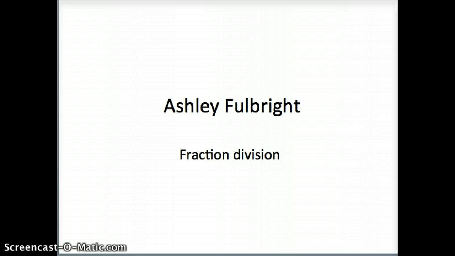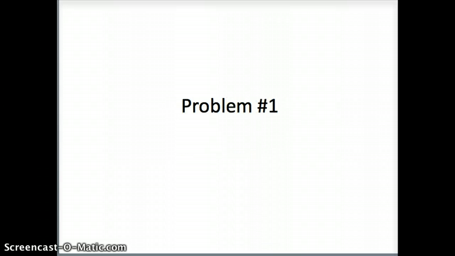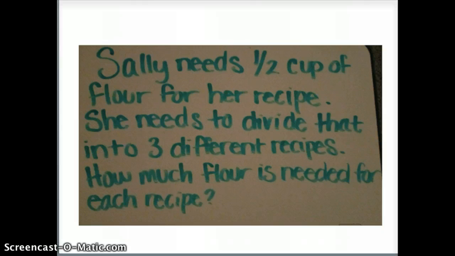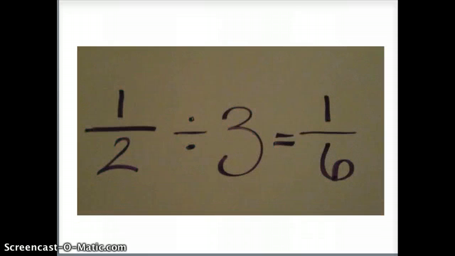For our first problem, we have Sally needs 1/2 cup of flour for her recipe. She needs to divide that into 3 different recipes. How much flour is needed for each recipe? To show that in a number sentence, it would look like this. 1/2 divided by 3 is equal to 1/6.